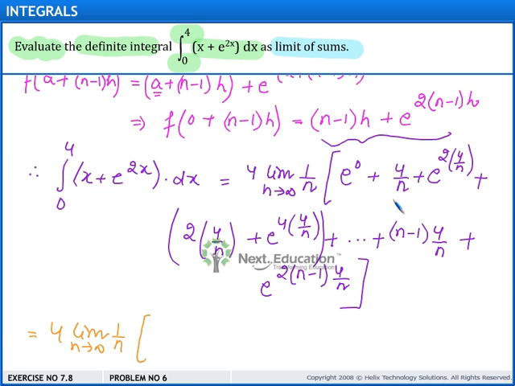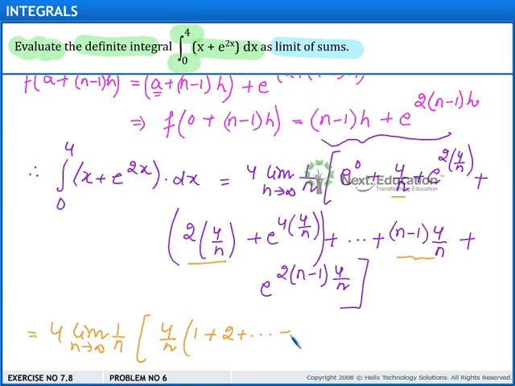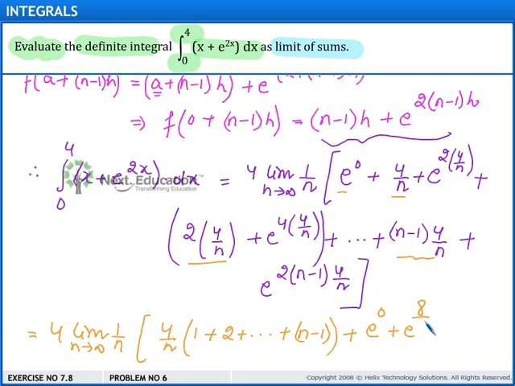Now here we have 4 upon n plus 2 times of 4 upon n and so on up to n minus 1 times of 4 upon n. So taking 4 upon n common, we have 1 plus 2 plus so on up to n minus 1 plus exponential raised to the power 0 plus exponential raised to the power 8 upon n plus exponential raised to the power 8 upon n into 2.